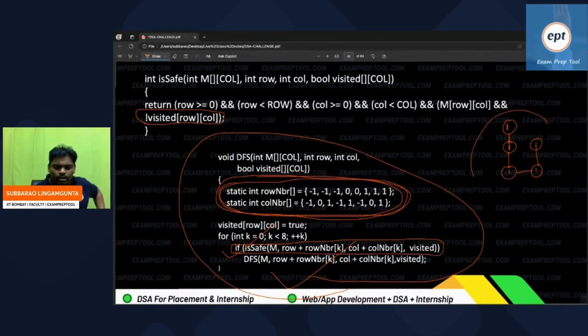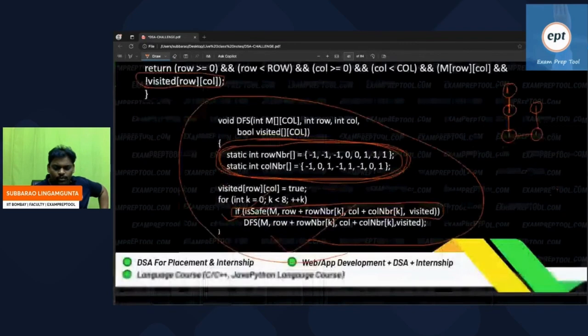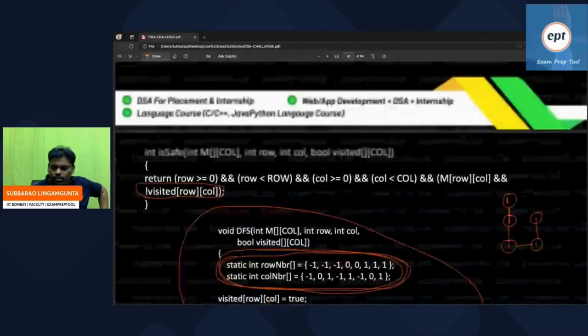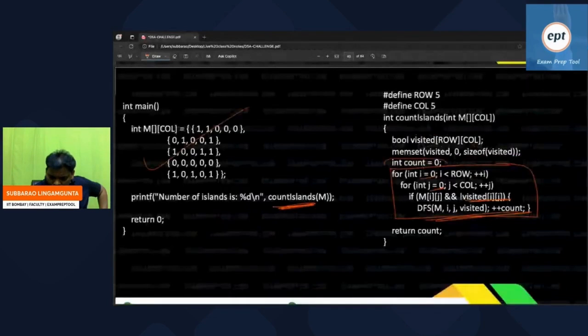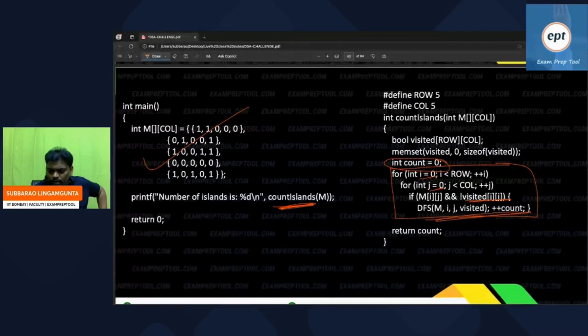Then you will count the number of connected components as +1. Every time you will keep on counting. The count, the number of islands, is initially 0. After everything, you will increment the count by 1. Lastly, return count. That count comes here, so it will be printed.